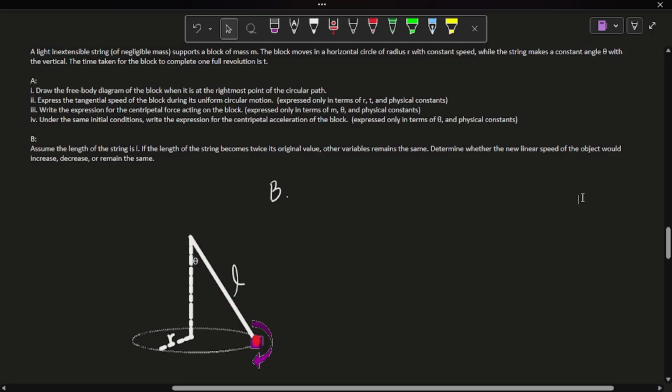Alright, part B. As you can see, I completely replaced part B because the original one wasn't good at all. It basically just repeated what we just did in part A. I'm really sorry about that. However, I assure you that the brand new part B now fully justifies its position and role as part B. So, part B. Assume the length of the string is L. If the length of the string becomes twice its original value, other variables remaining the same, determine whether the new linear speed of the object would increase, decrease, or remain the same.